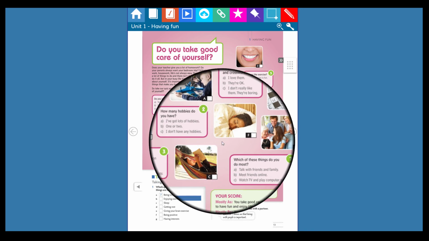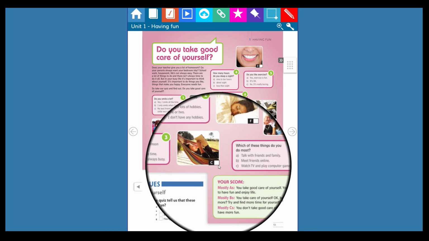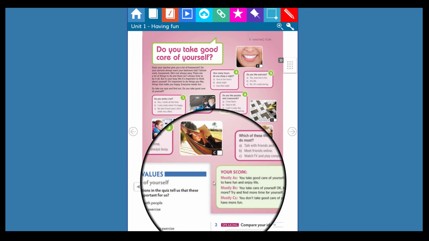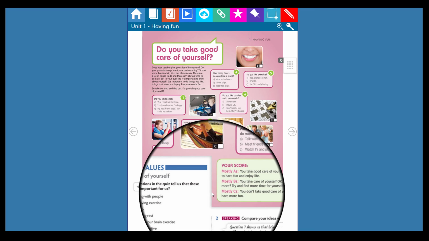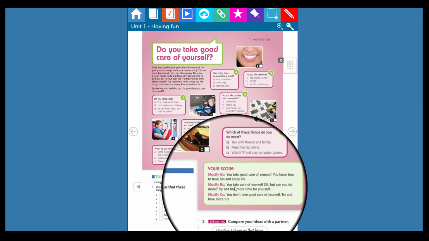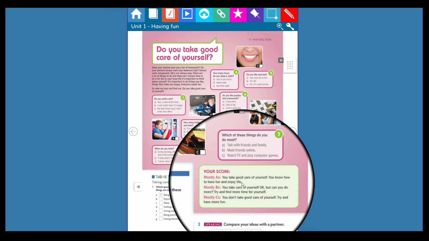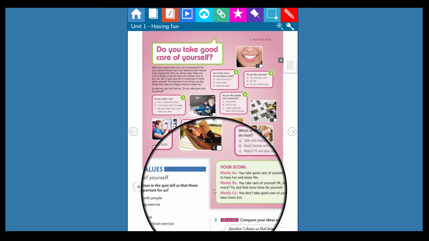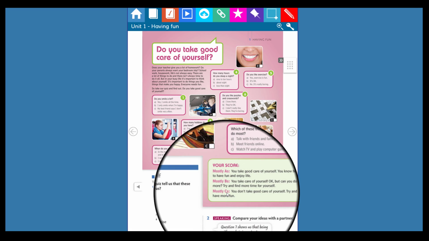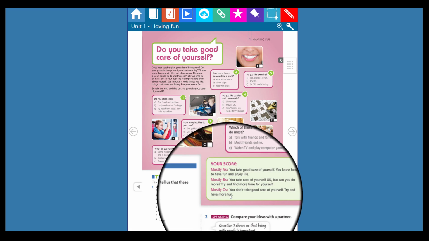So now, what you have to do is count your alternatives, so we can know what your final score is. If you have mostly A's, you have to read this message. If you have mostly B's, you have to read this message. And if you have mostly C's, you have to read this message.